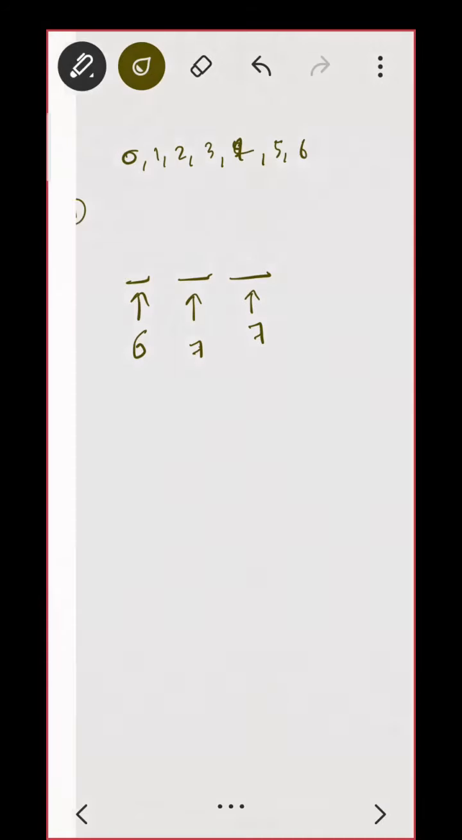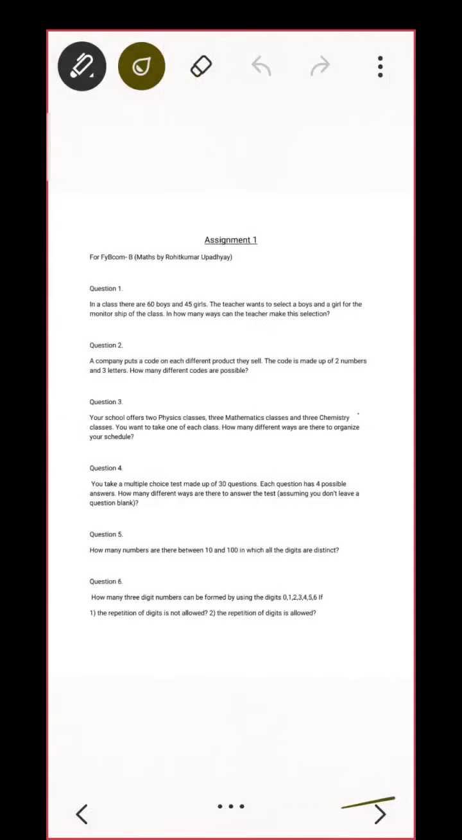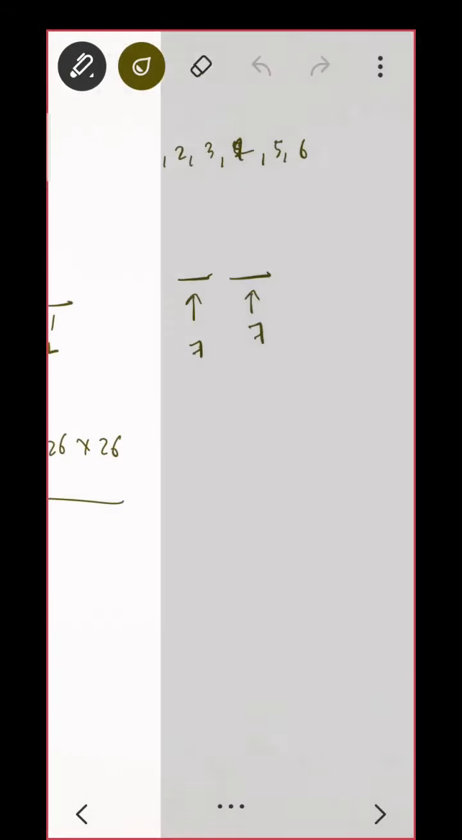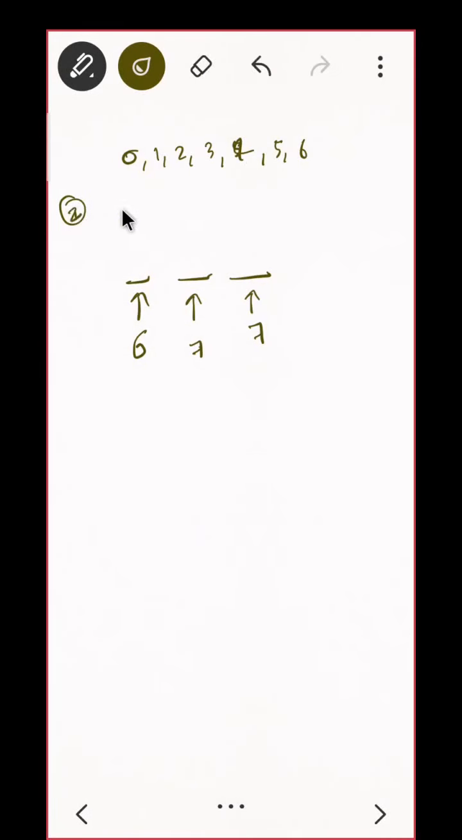Is repetition not allowed in the first one? Okay. So this will be the answer of the second, where repetition is allowed. Correct? And the first one, repetition not allowed. What will be the answer?